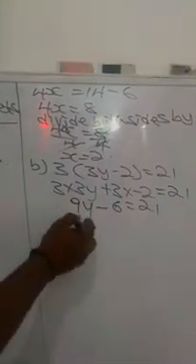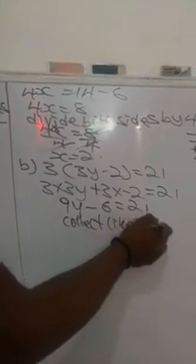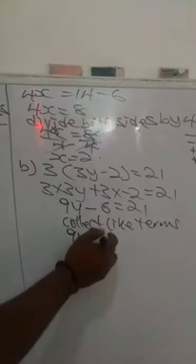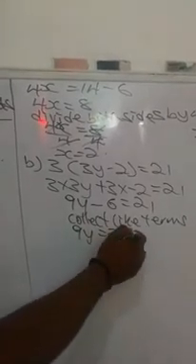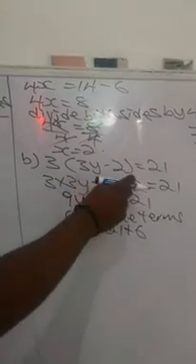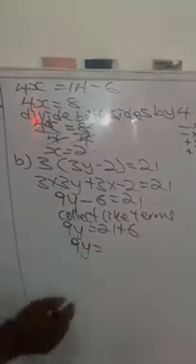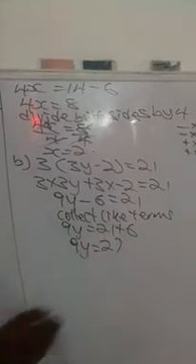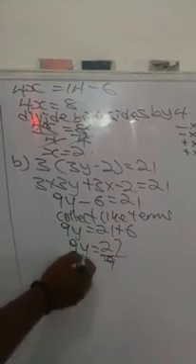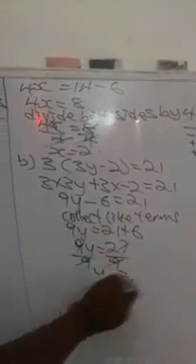So we're going to collect like terms. Now when we collect like terms, we are going to be having 9y. Then we have 21 plus 6. The negative sign, because it crosses the sign of equality, becomes positive. So this will give us 9y. When we add, we are going to have 27. So we divide both sides by 9, and then y will be equal to 3.